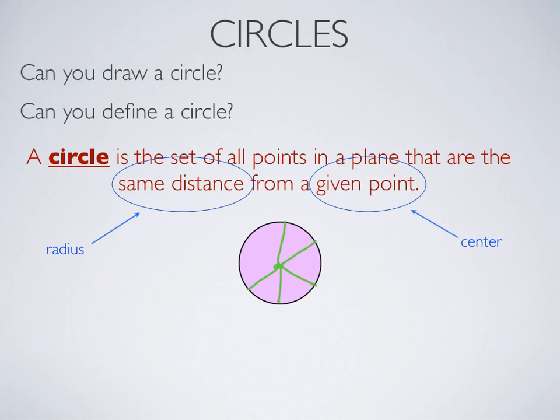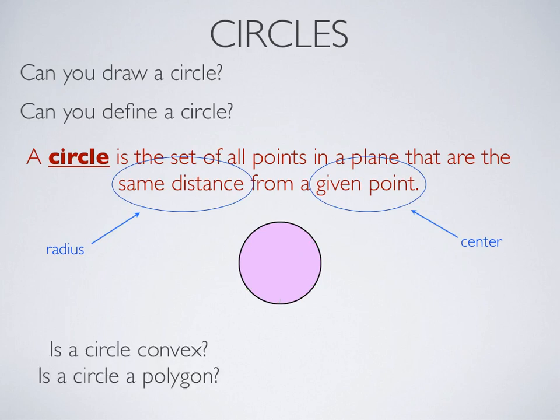Okay? So is a circle convex? Well, if I pick a point on the circle and another point on the circle, is there any way to connect them so that it goes outside the shape? Nope. So yes, it is convex. Is it a polygon? No, because the sides are not straight. Oh, I realized I had those popping up on their own.